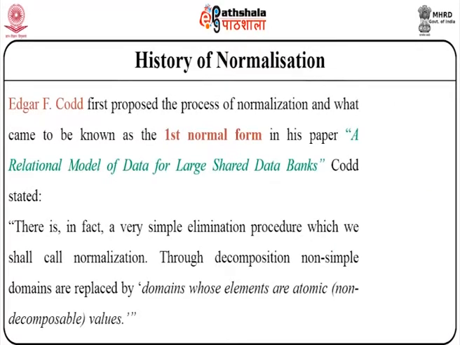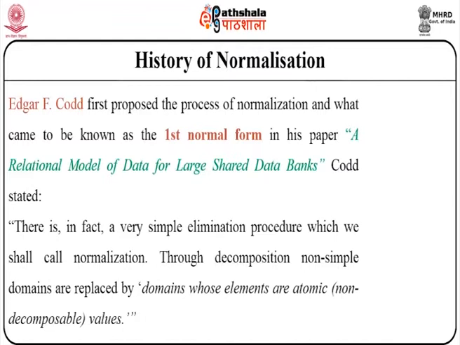Talking about the history of normalization, Edgar F. Codd first proposed the process of normalization and what came to be known as the first normal form. This was introduced in his paper titled "A Relational Model of Data for Large Shared Data Banks." When there was a large sharing of data, how a relational model could effectively store and retrieve all the data was the concept he introduced in this paper.